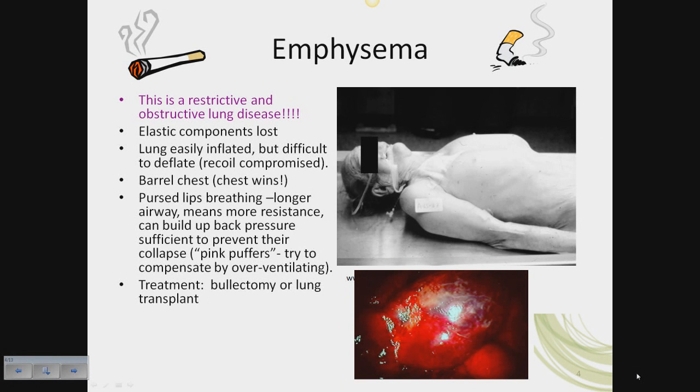Now, how can we treat these patients? Well, if they have advanced chronic obstructive pulmonary disease and they need a lung transplant, we can do that as well. We can also do a bullectomy. I'm showing you a bulla down here in the bottom picture. It is just a large distended area of the lung, and the bullectomy is a surgical procedure that involves the removal of that bulla or bullae, which is plural, and that compresses on adjacent lung tissue and can cause dyspnea or air hunger.